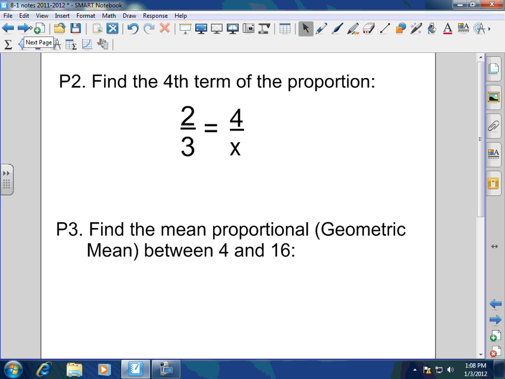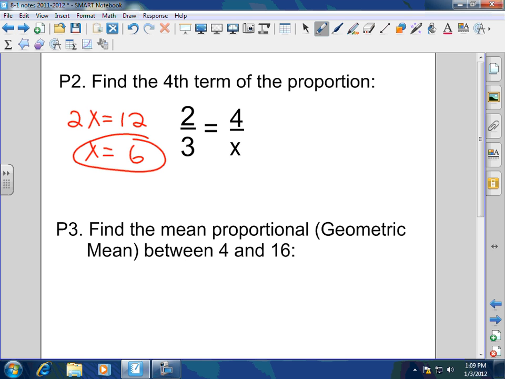Find the fourth term of the proportion. 2x equals 12. X equals 6. Done. Find the mean proportional, in other words, the geometric mean between 4 and 16.